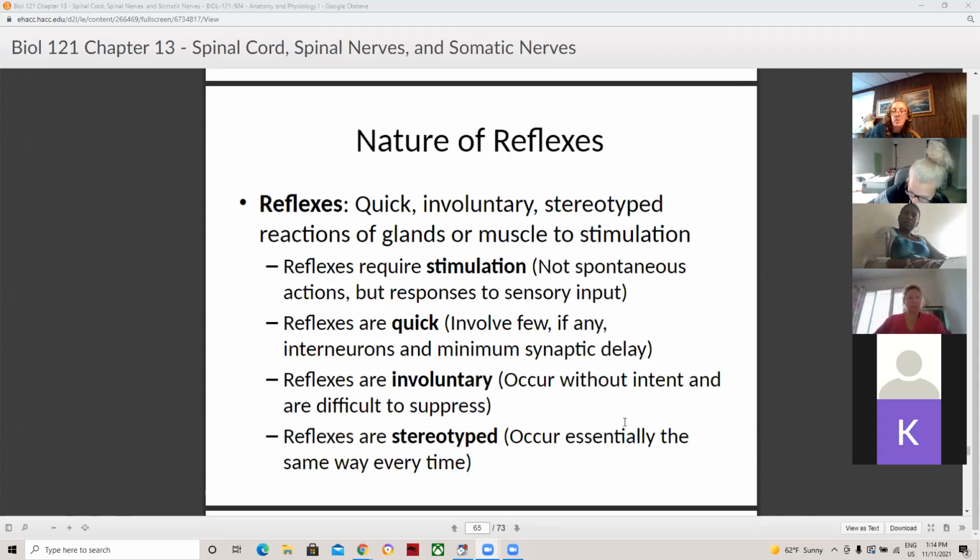Reflexes are also involuntary, meaning they occur without intent and are difficult to suppress. Reflexes are stereotyped, meaning they occur essentially the same way every time.